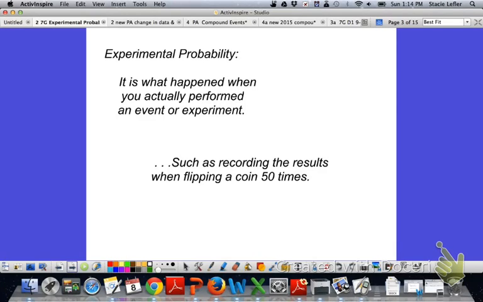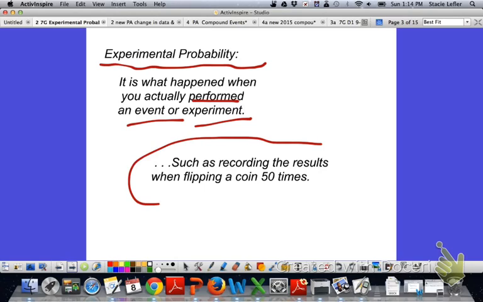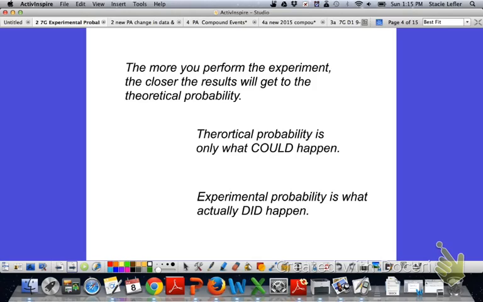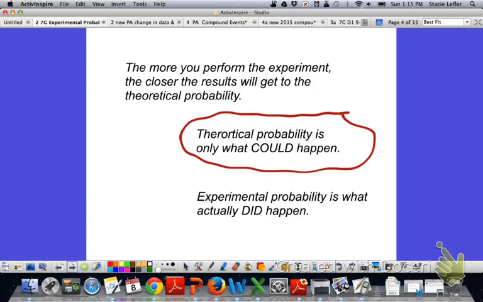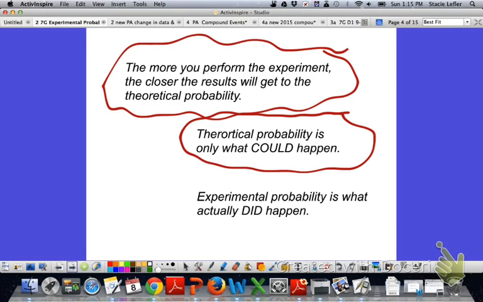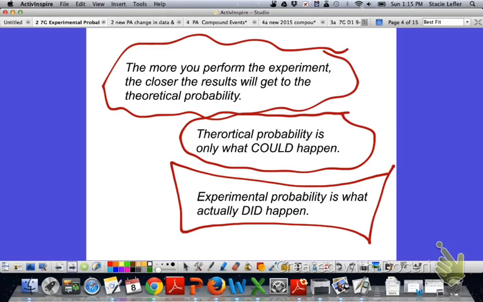So let's look at experimental probability. Experimental probability is what happens when you actually perform an event or an experiment, such as recording the results when flipping a coin 50 times. On the other hand, we have theoretical probability, which is only what could happen. So flipping a coin, you would have a 50% chance of getting heads. But the more you perform the experiment, the closer the experimental results will get to the theoretical probability of 50%. Remember, experimental probability is actually what really did happen when you performed the experiment.